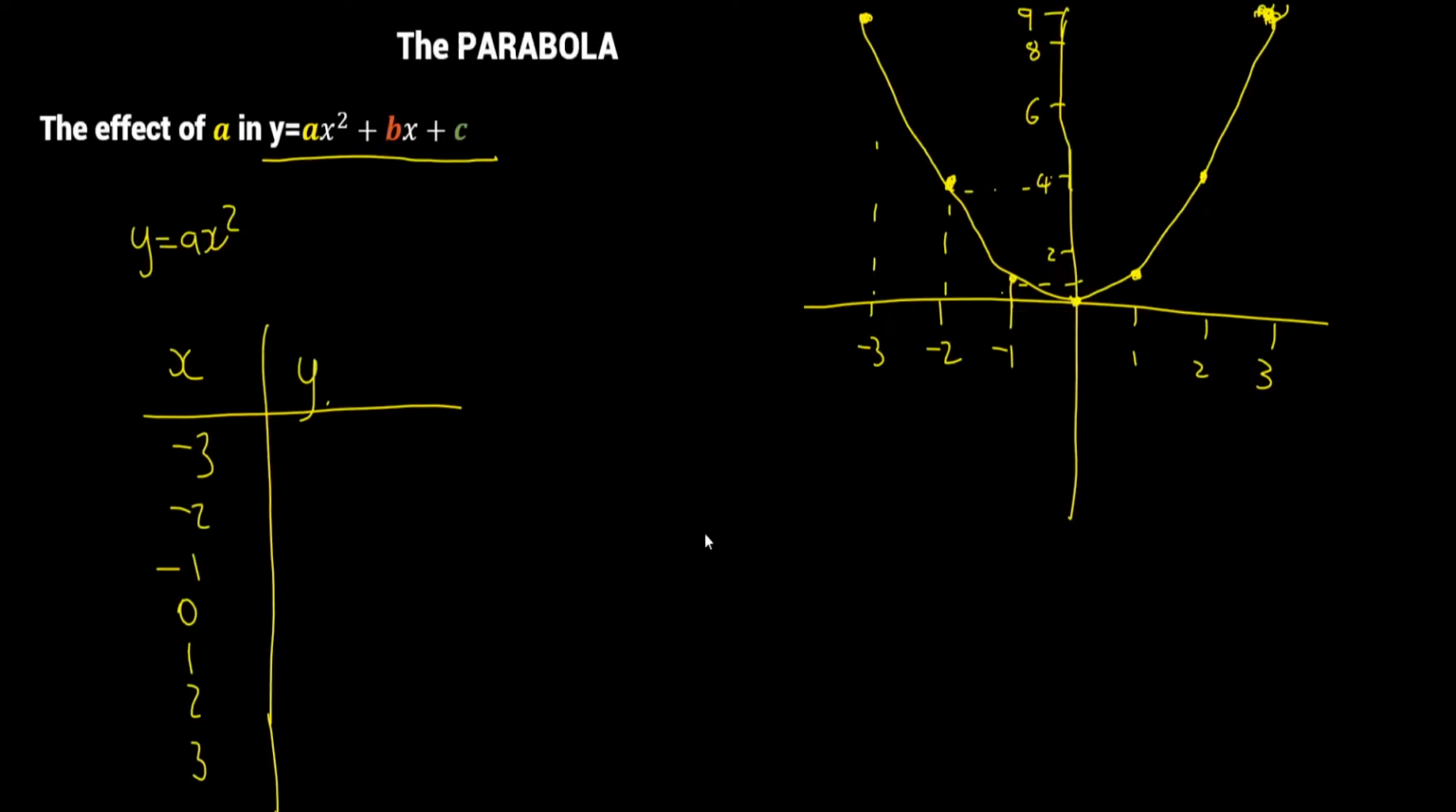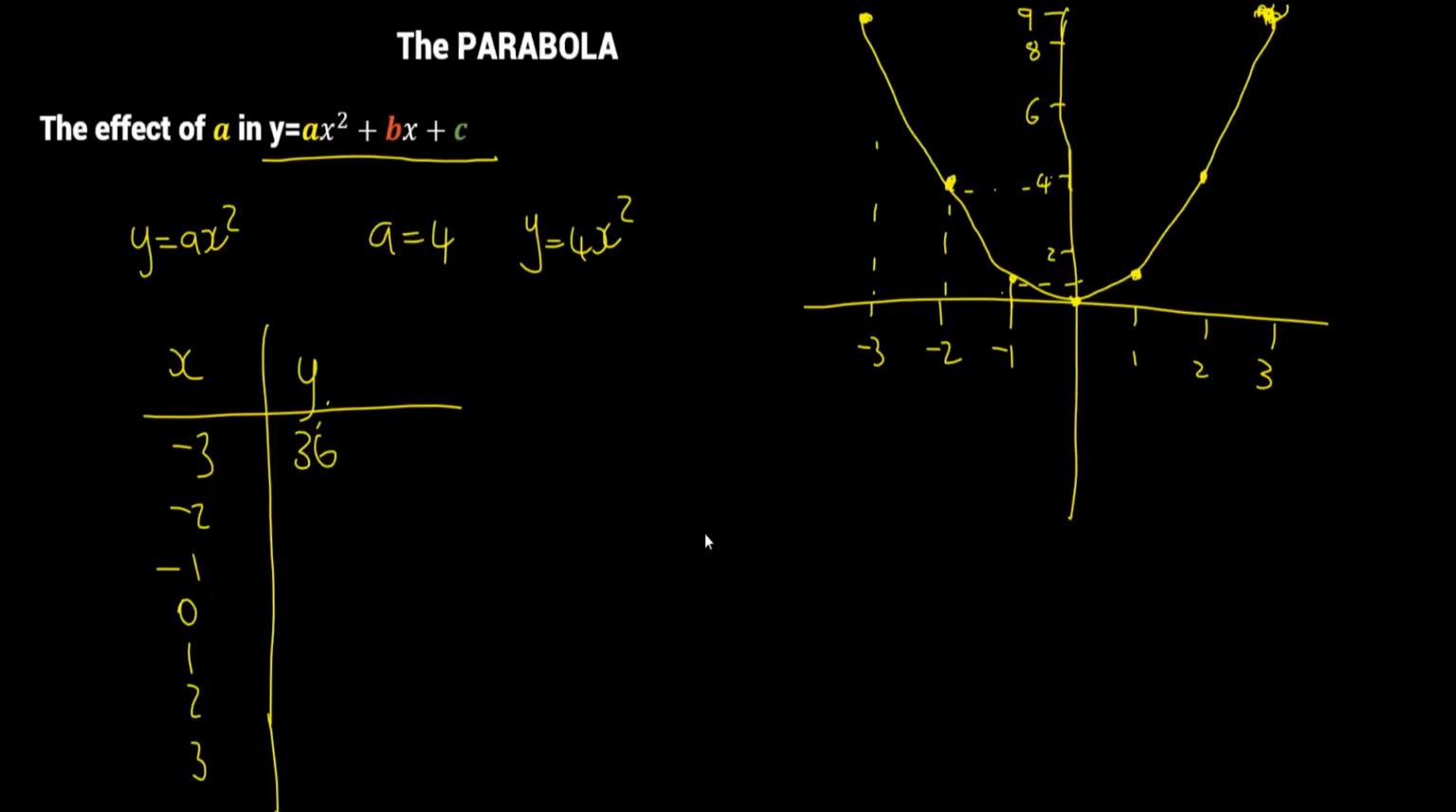Example number 2, we're going to increase the value of a to a equals 4. And now we're going to have y equals 4x squared. We do the same thing here. We evaluate what is y when x is minus 3. When x is minus 3, squared is 9. 9 times 4 is 36. So you do the same for the other ones.